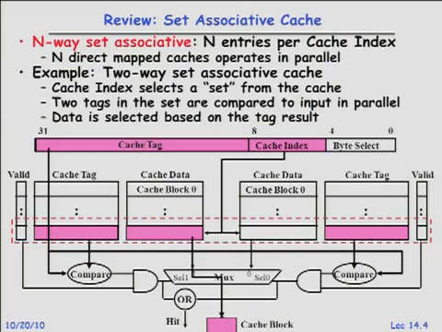Suppose we keep the cache size constant and we change the associativity. So we go to a four-way set associative cache. Then what happens?